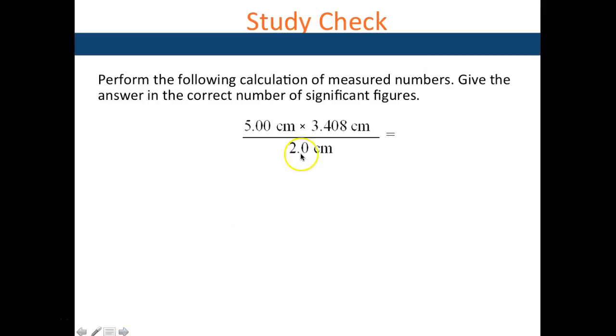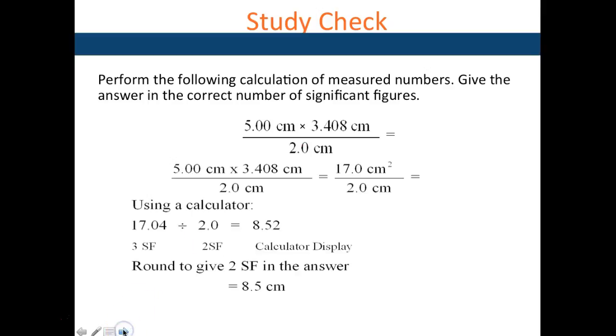So when you perform this calculation, again, you can see that your final answer should have 2 sig figs. 3 here and 4 here, but the least is 2 sig figs. Therefore, your final answer should have 2 sig figs. So 8.5 is the final answer because your calculator display is 8.52. So you drop this and retain the 5 as is.